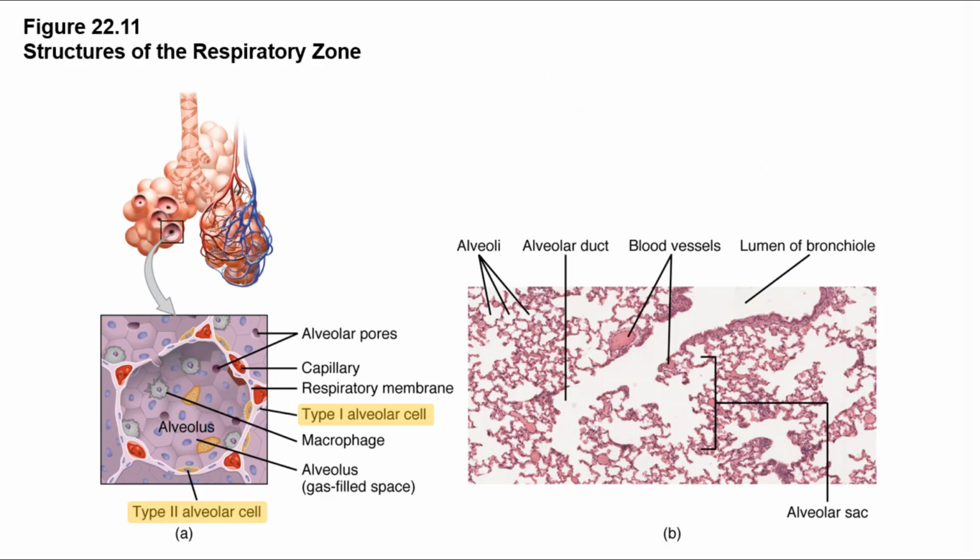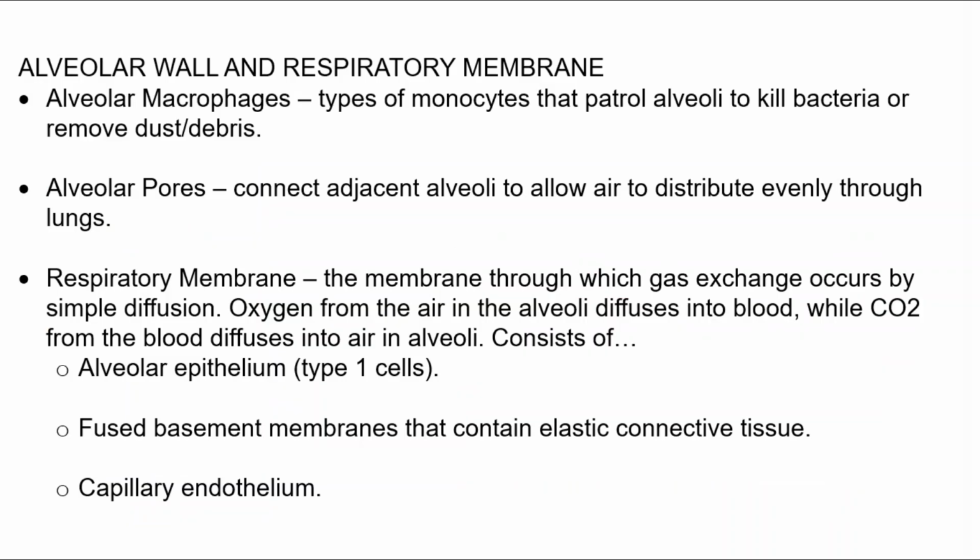Figure 22.11 highlights the type 1 and type 2 alveolar cells. The type 1 cells form the structure of the walls of the alveoli and are more numerous than the type 2 cells. The alveolar macrophages are types of monocytes that patrol the inner surfaces of the alveoli and kill any bacteria that have been inhaled or destroy any dust or debris.